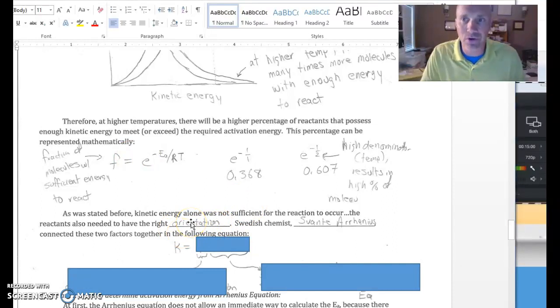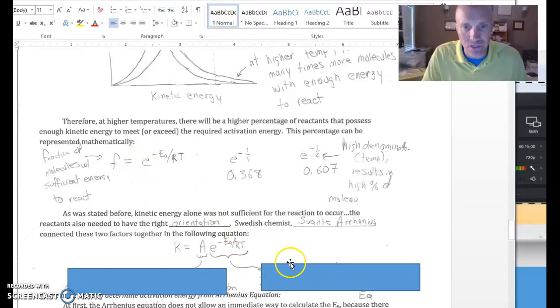As we said before, it wasn't just the amount of kinetic energy. There was also this part of reacting where the reactants had to have the right orientation. There's this Swedish chemist named Svante Arrhenius, and he connected those in this equation. This is called the Arrhenius equation, and part of it should look familiar. What he said is that the overall rate constant is going to be A times e to the negative energy of activation divided by RT. Hopefully you recognize that this part right here is just this right here.